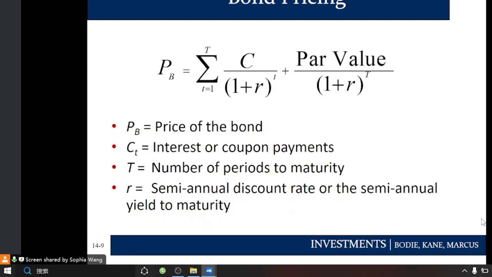C is the coupon payment. And finally, if the maturity of this bond is 3 years, that means at the end of the third year you receive the face value. Then you calculate the present value of the face value. You receive the coupon twice every year, and you receive the face value at the end of your holding period. So we calculate the present value of these two parts, and finally we can get the price of the bond.